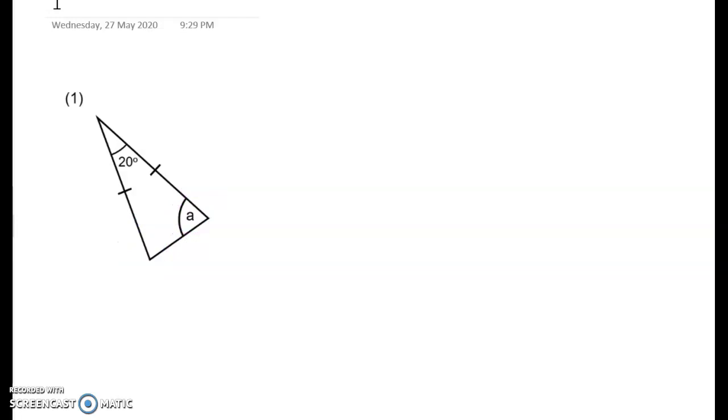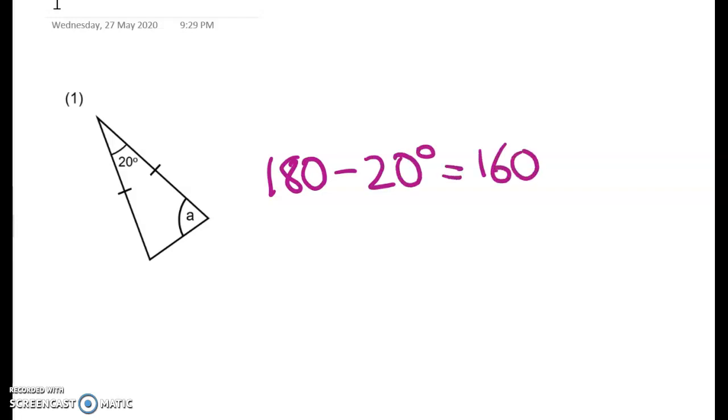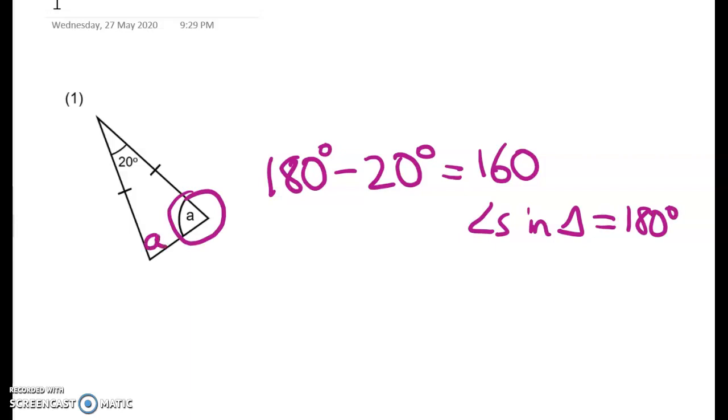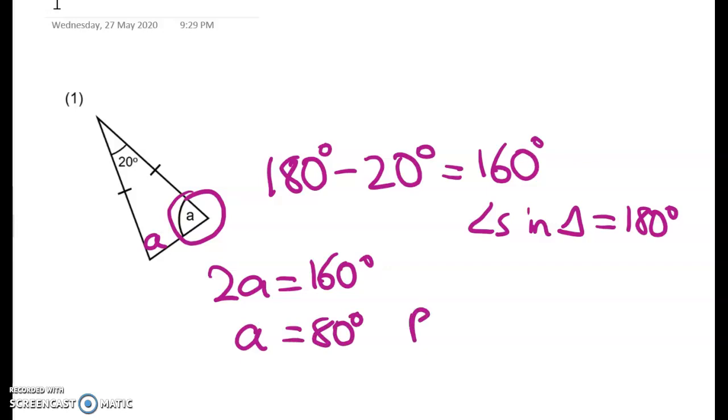So here's how I would set this up. I'd start off by saying that the leftover bit is 160 degrees. And we know that because angles in a triangle equal 180. Now we've got A here, but we've also got A here. So 2A is equal to 160 degrees. A must be half of that, so A is 80 degrees because base angles in an isos triangle are equal.